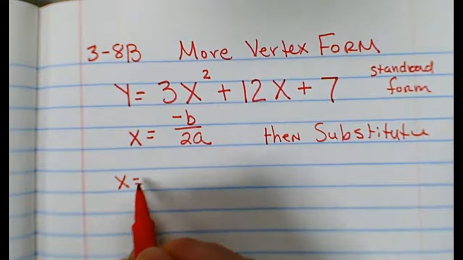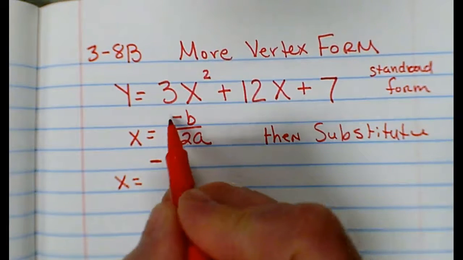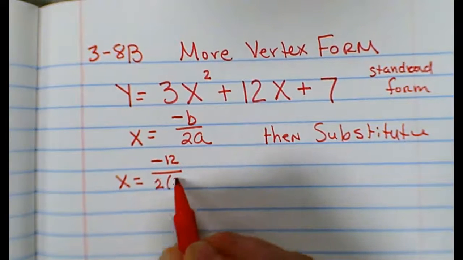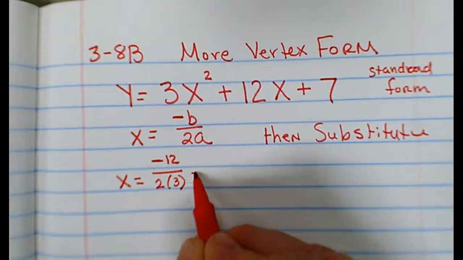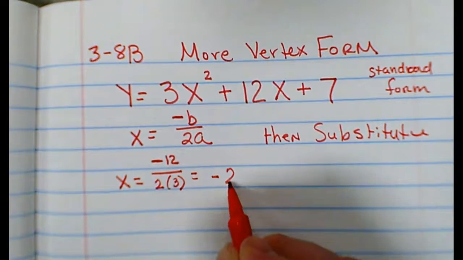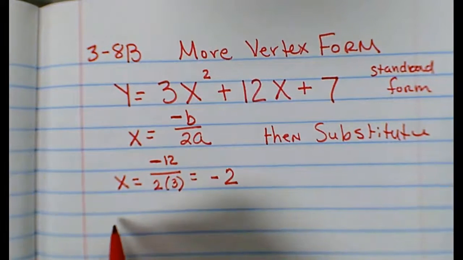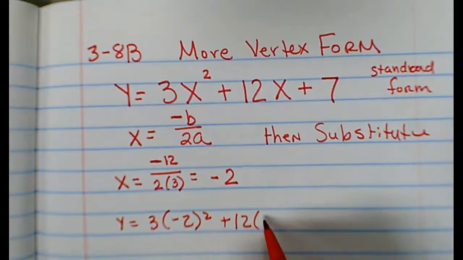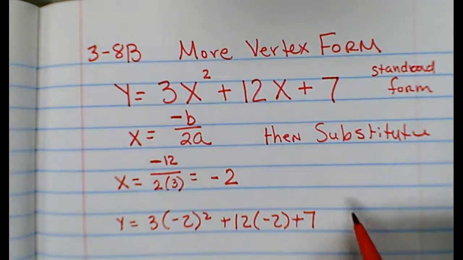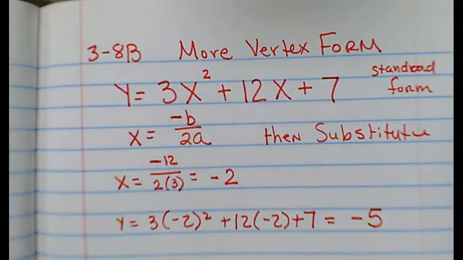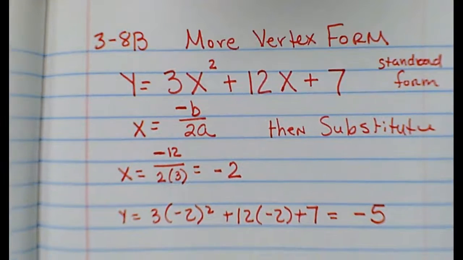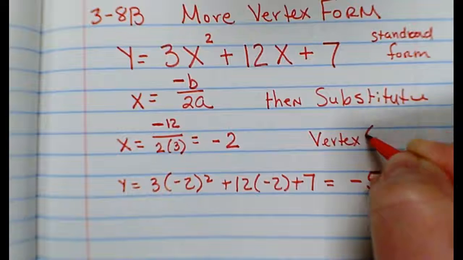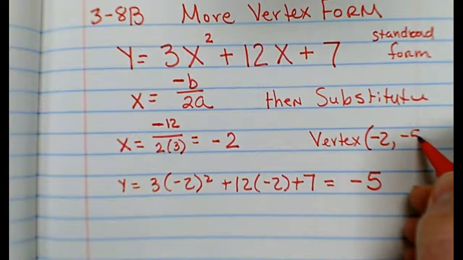So in this problem, there's a minus from the formula, and the b is 12, and 2 times 3 is 6, and 12 divided by 6 would make this a negative 2. And then you substitute negative 2 squared, and then a negative 2, and then a 7, and when you add all that up, you get a negative 5. So the vertex is negative 2, negative 5.